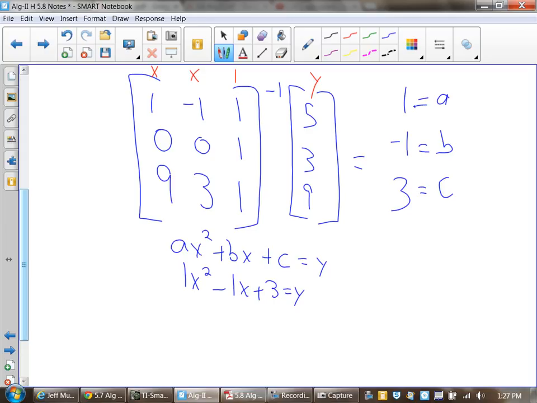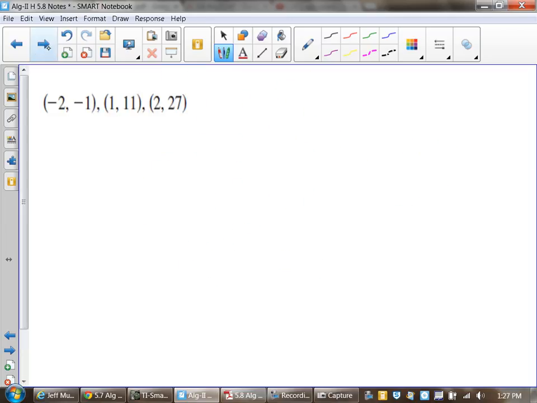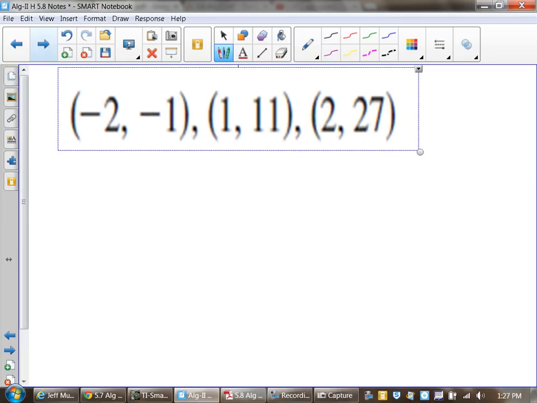Remember, when you're doing these, think of it as every column means something: X squared, X, 1s, Y's. Can you scroll back up? I'm going to do another one and show you the same shortcut, except we don't have to do all the trick stuff.